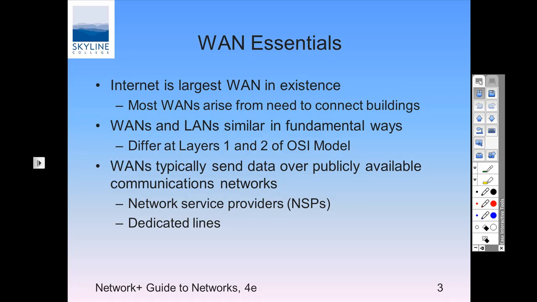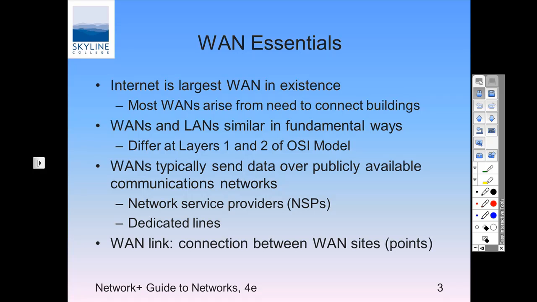WANs typically send data over publicly available communication networks, network service providers, dedicated lines. How are we going to do that? So the dedicated line, like from here to Virginia Beach, is a dedicated line. They pay all the bills, so they buy a dedicated connection between us and them, between Greensboro and them, between Raleigh and them. I mean, running these things gets to be kind of expensive. Just thinking about what they pay for internet access and just paying for connectivity does those things. So dedicated line, service providers.